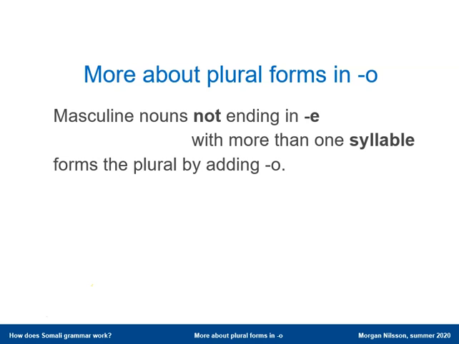Then we have the masculine nouns. And when it comes to the masculine nouns, there are two conditions. The word cannot end in e, and it has to have more than one syllable in order to belong to this group of nouns that take the plural ending o.